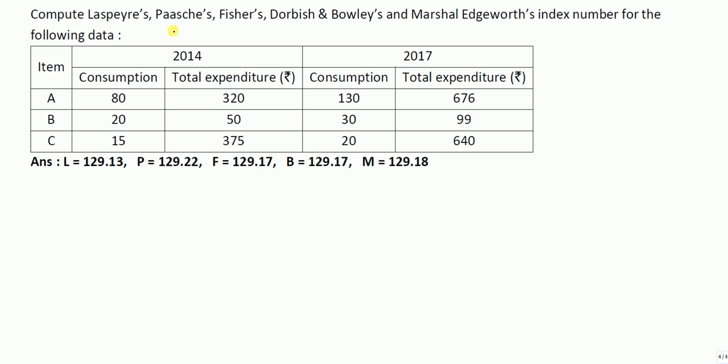This sum compares with the last sum. First of all, 2014 and 2017 are the base year (0) and the current year (1) respectively. Consumption is given here. Consumption means what? Consumption means the quantity; whatever quantity we have, that is the consumption. And total expenditure is given.